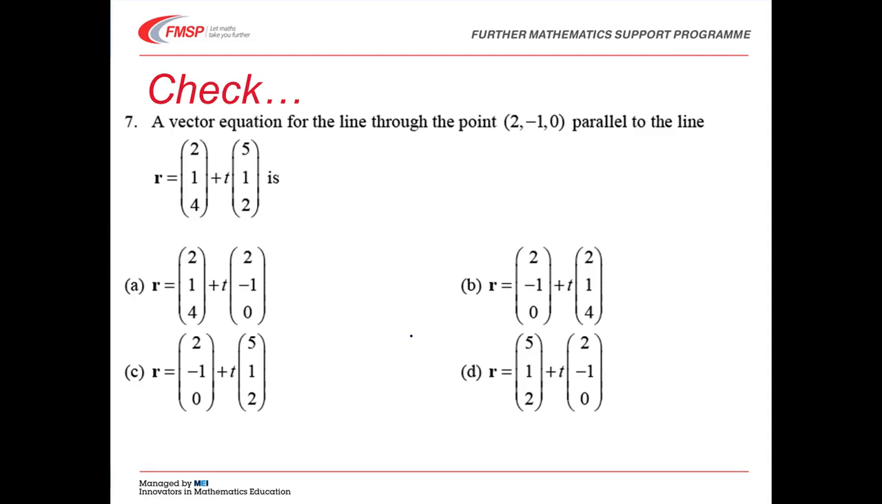Okay, I need a vector equation which is parallel to this line, which means it needs to have this vector as its direction vector, or some multiple of it. Well, that counts out A and B and D, so I'm only looking at C, and I'll double check, and the vector that gets me onto the line corresponds to the point that I need, 2, minus 1, 0. So the answer is C.